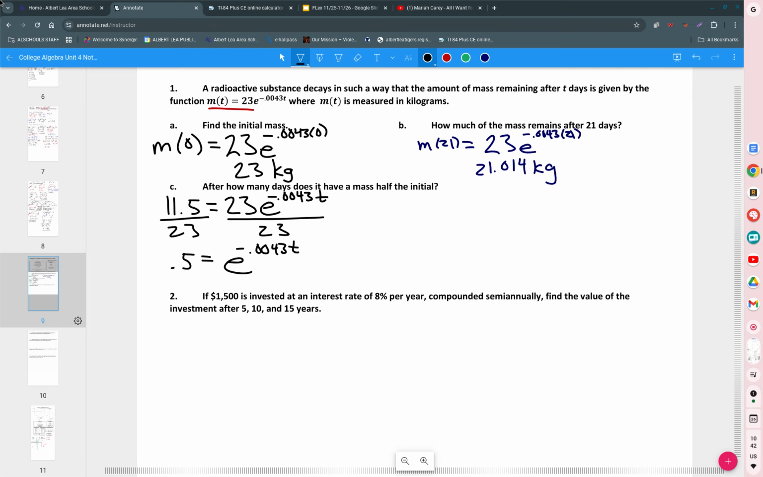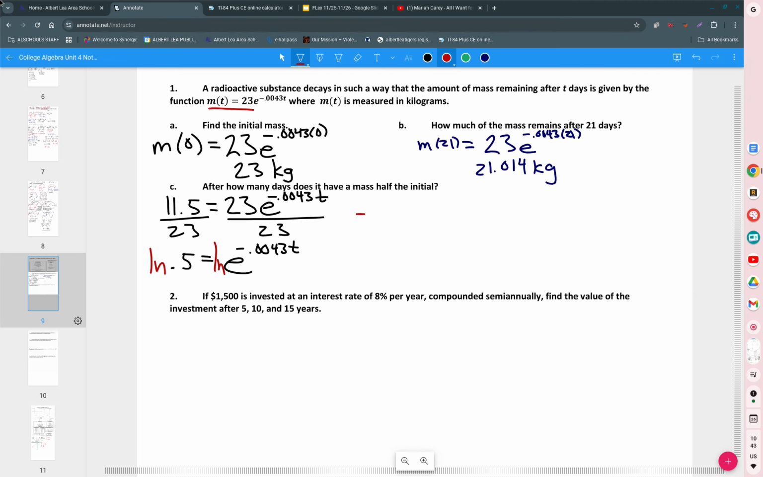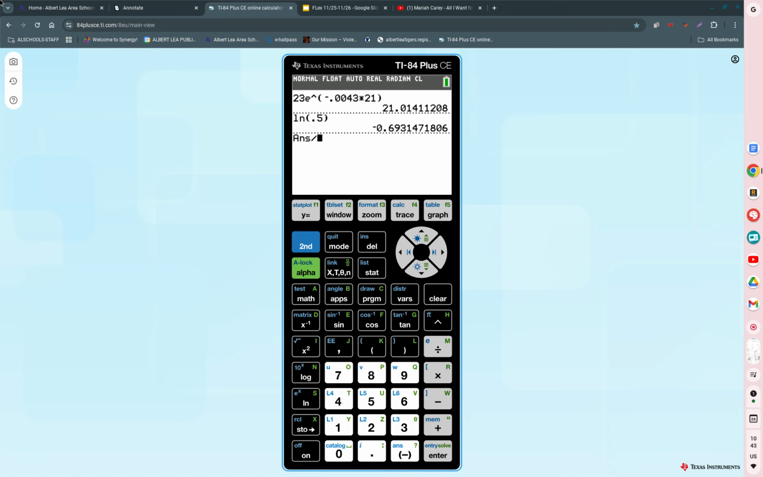Almost like we did this 2 days ago. How do we get rid of the base of e? Natural log both sides. I get the natural log of 0.5, negative 0.693, is equal to negative 0.0043t. And now I solve by dividing both sides by negative 0.0043, and I get 161.197.